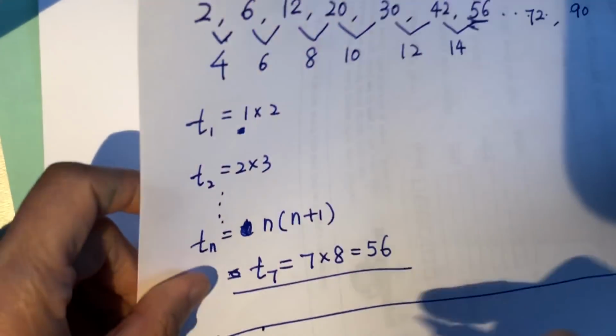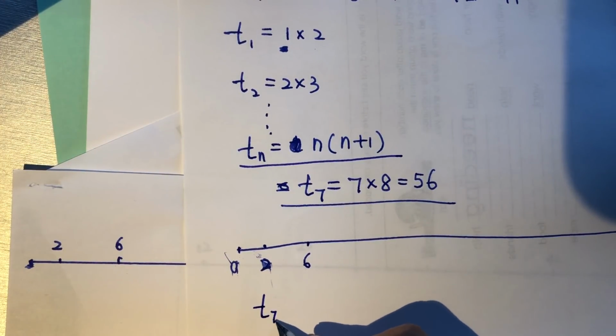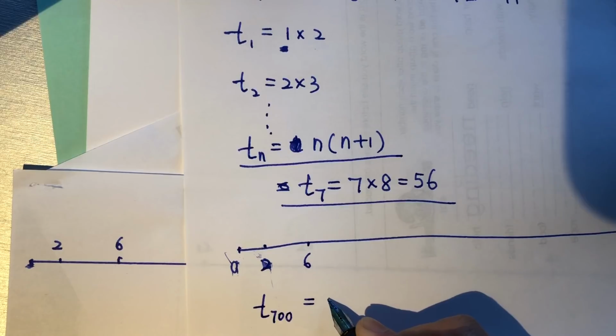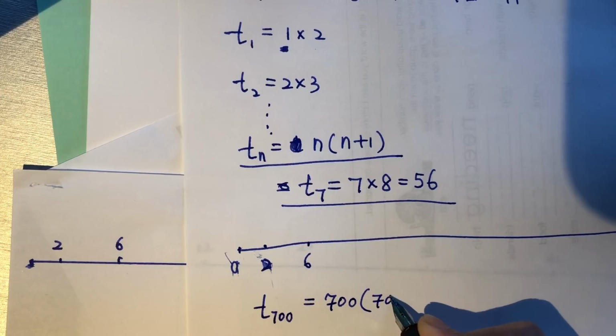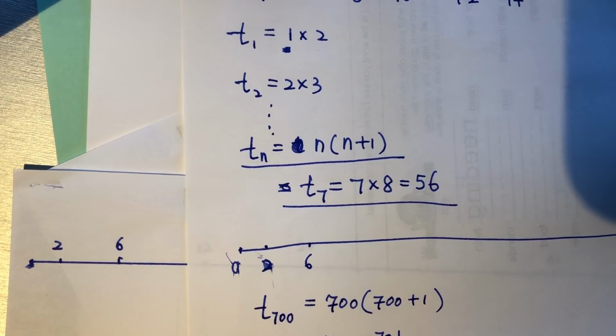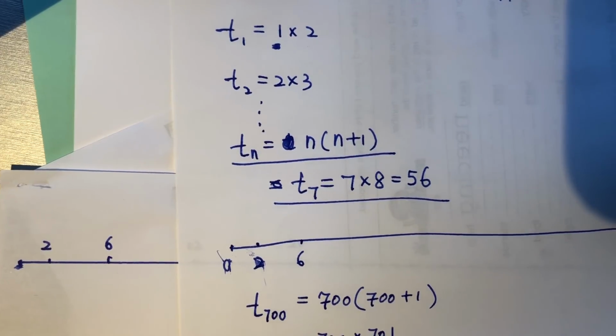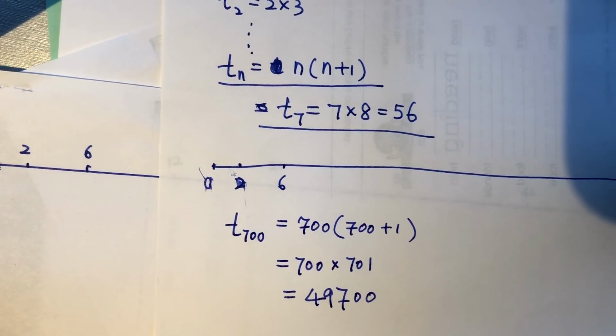So this is the formula. T700 equals n, meaning 700, times 700 plus 1. So 700 times 701. 7 times 7 is 49, with 2 zeros at the back, so 490,000 plus 700, which is 490,700. Okay? Thank you very much.